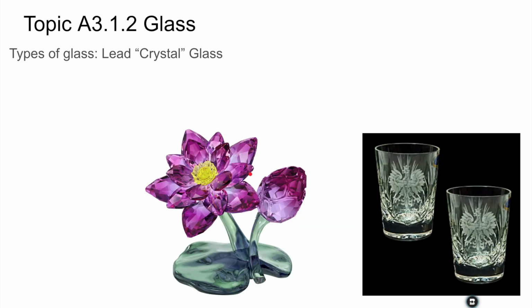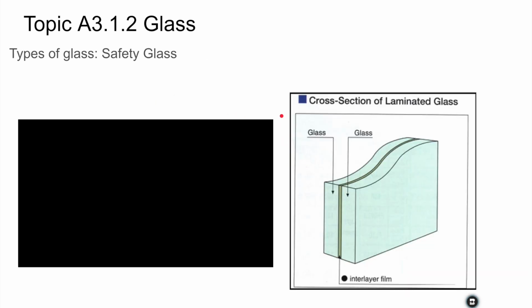Lead crystal glass is a type of decorative glass, but they also make high-end glassware out of it. It's called lead crystal because they actually add lead into the glass structure. That lead does not leach into food or anything like that, so you can use it for glassware. But it also gives it optical properties. It's very clear.